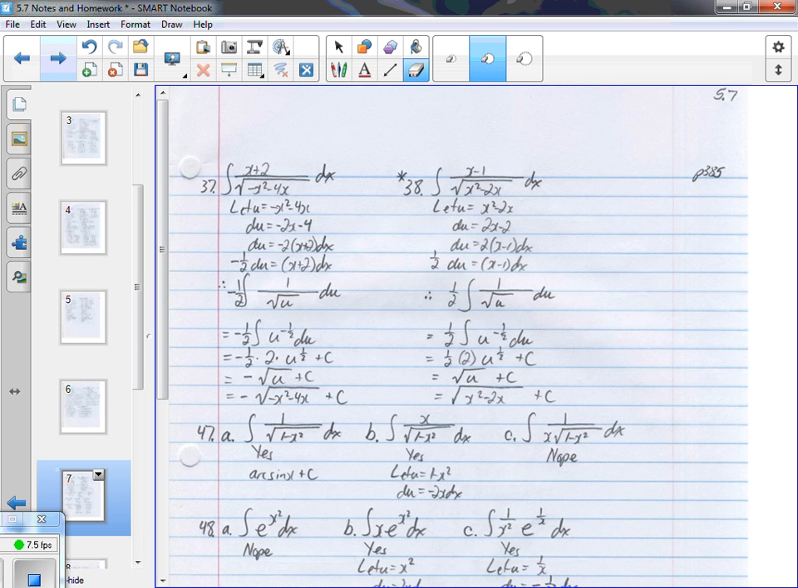All right, so for 37, we've got the integral of x plus 2 over the square root of negative x squared minus 4x. And I don't know, maybe this is one of those times where I need to add something and subtract something from the numerator. Let's see what happens if we let u equal the quantity that has the exponent on it. So let u equal negative x squared minus 4x. If we do that, du equals negative 2x minus 4 dx.